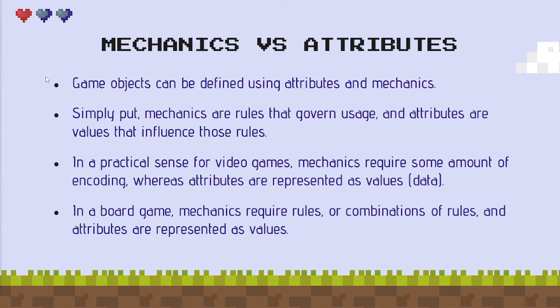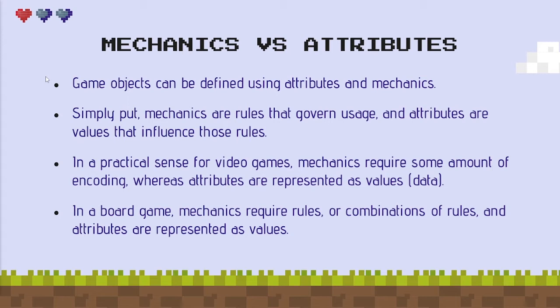So first is, to simply put, mechanics are rules. Okay? Mechanics are rules that govern usage. So pwede nyo tandaan na when we say mechanics, these are rules. Okay? Now, how about attributes? So attributes are values that influence those rules. Okay? So, attributes yung mga yan.